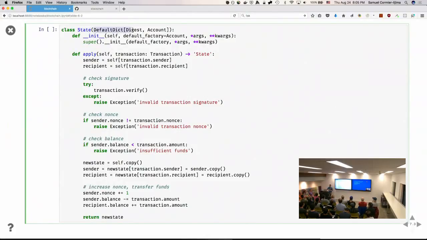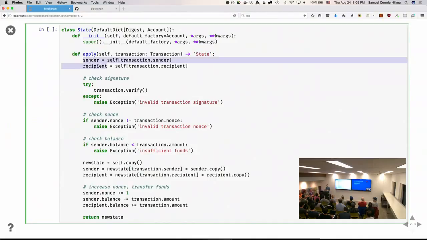This we're inheriting from a default dictionary. A default dictionary in Python, if you haven't used it, is a dictionary where if you try to get a key that doesn't exist, it'll create you a default value. So this makes things a lot simpler. It means that I can just grab an account from the state, and if it doesn't exist yet, it'll initialize it at 0. And then here's that transition function I was talking about. We take a state, and we want to apply a transaction to it, and then we'll get a new state as a result.